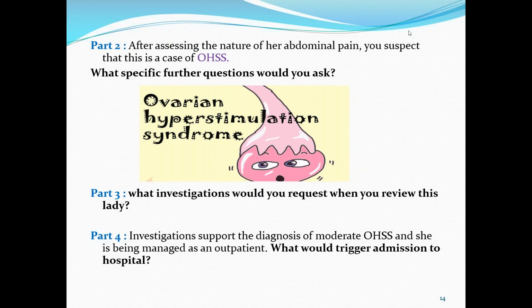Is there from your investigations any indication for hospital admission from the investigation results? So if the hematocrit is more than 45, then she will require hospital admission. Or if the creatinine is on the higher level, or if the WBC count is more than 25,000, then she requires hospital admission. And also, if in the ultrasound there is tense ascites, then she will require hospital admission. Okay.